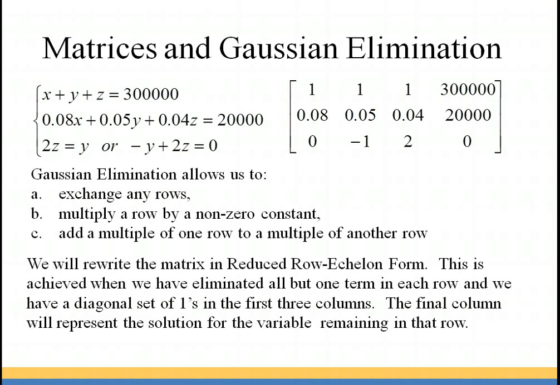What we're going to do in this video is rewrite the matrix in what we call reduced row echelon form. That happens when we have eliminated all but one variable in each row, and we have a diagonal set of 1s in the first three columns. For the first row, you want to have a 1 where your x value would be. For the second row, a 1 where your y value would be. And for your third row, a 1 where your z value will be. In the last column, you're going to have the solution for the variable that was remaining in that particular row.